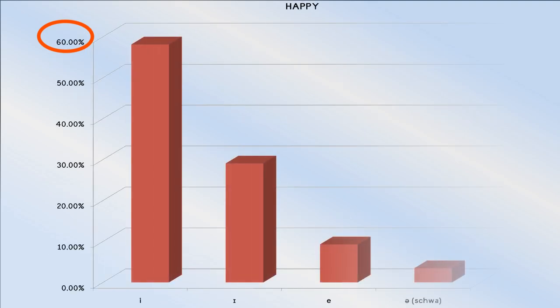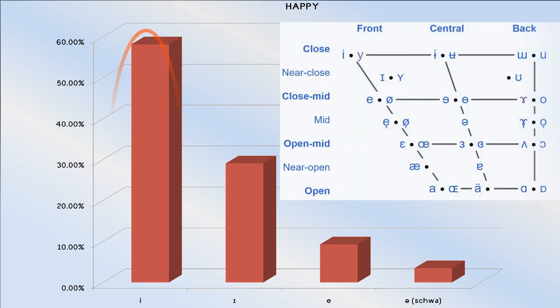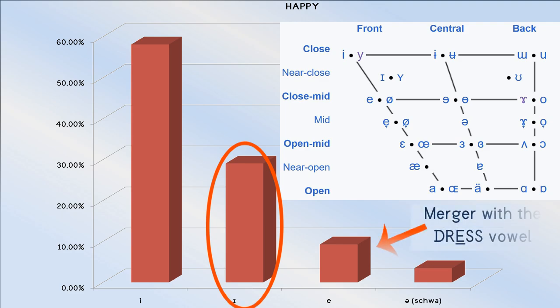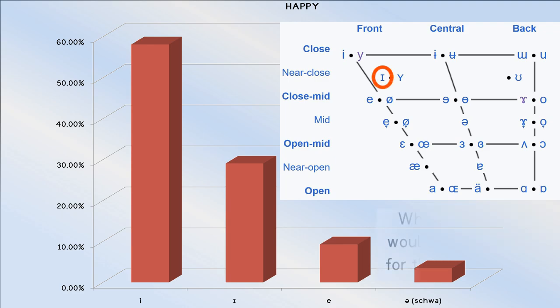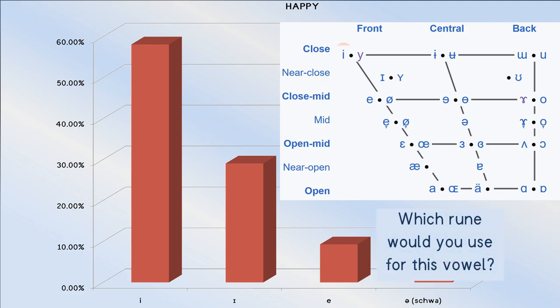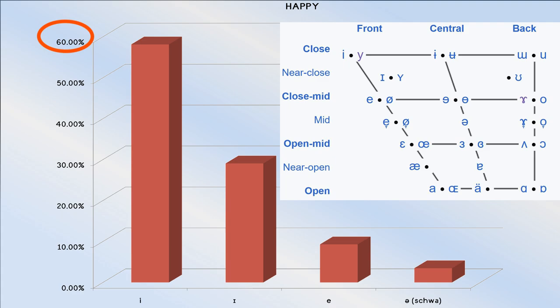Never one to be blue, the happy vowel has only four alternatives. Those who have not merged it with the fleece vowel tend to keep it short, in many cases merging it with the kit vowel instead. Note how, whereas the kit vowel was the near close front vowel, the happy vowel is much more likely to be the close front vowel.